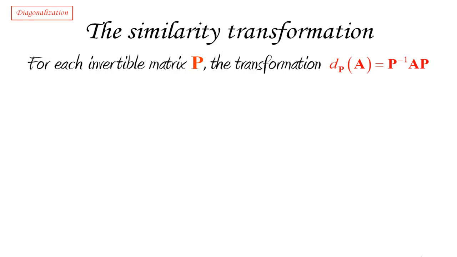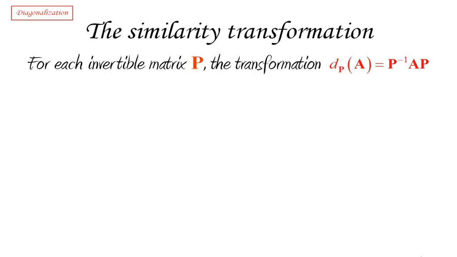So what we do is we start from an invertible matrix P, and we're going to consider the transformation done on square matrices of the same size as P, which takes a matrix A and changes it to the matrix P inverse times A times P. Now, from general algebra, you might say this is a silly transformation because P inverse and P should cancel with each other, and therefore we just get back A.